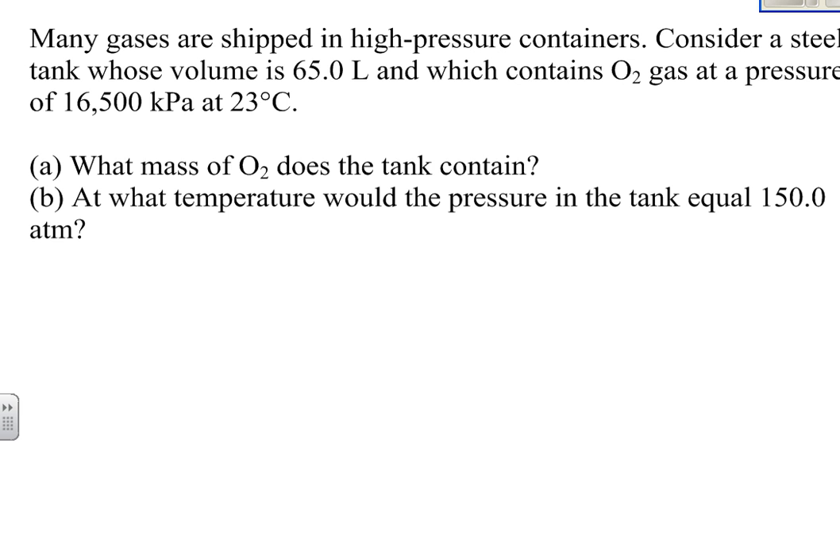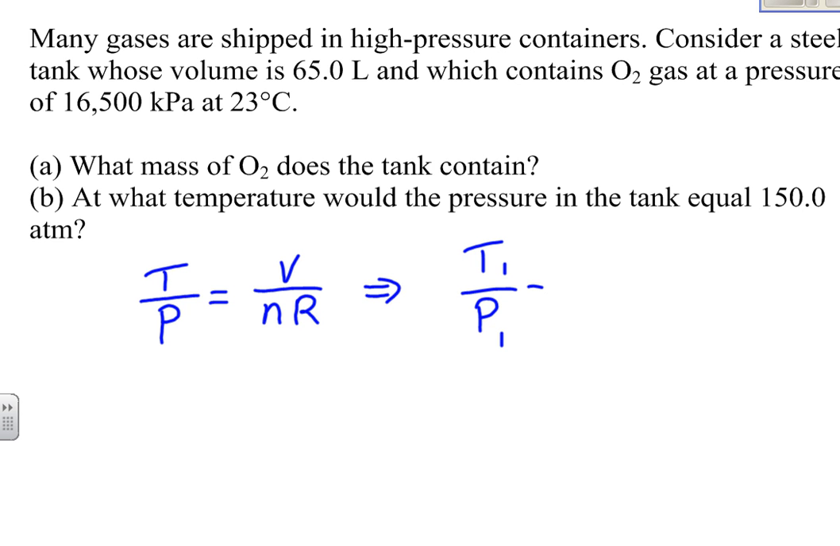If I do that, I have temperature over pressure is equal to, and it doesn't matter which one I put on top or the bottom, V over NR. The volume is going to stay constant, N is going to stay constant, R is going to stay constant. So the whole right side of this equation is our constant, which means that T1 over P1 will equal T2 over P2.